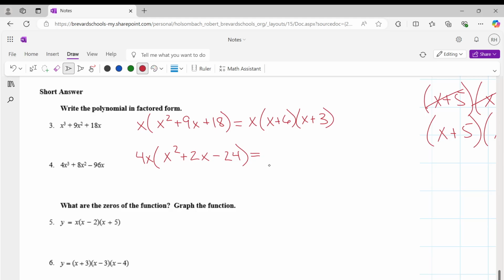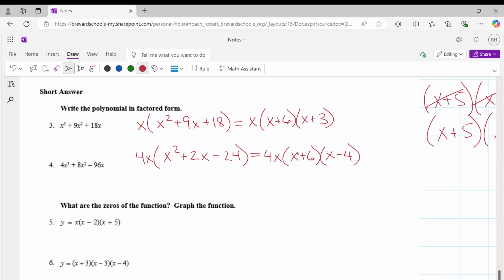So bring the 4x over first. We're looking for factors of 24 that can combine to 2. And I'm thinking 6 and 4. And since the 2 is positive, the larger factor needs to be positive. So x plus 6 times x minus 4.